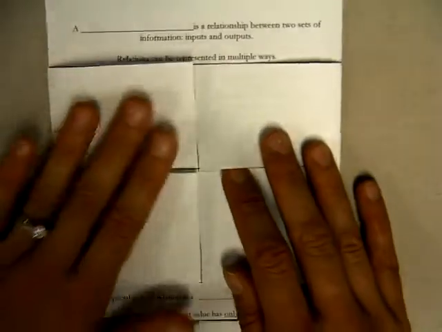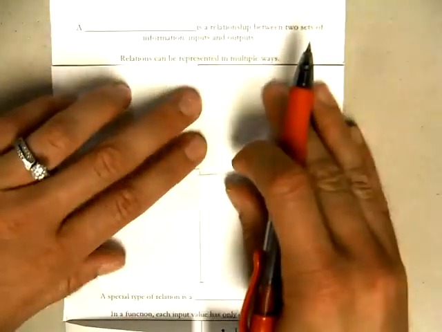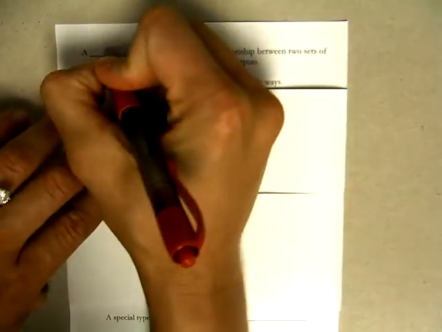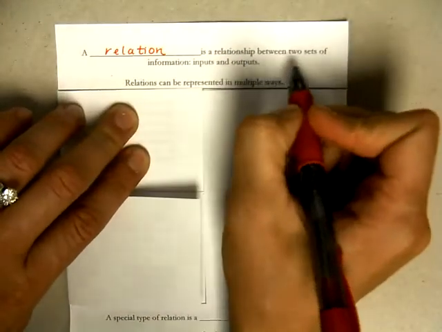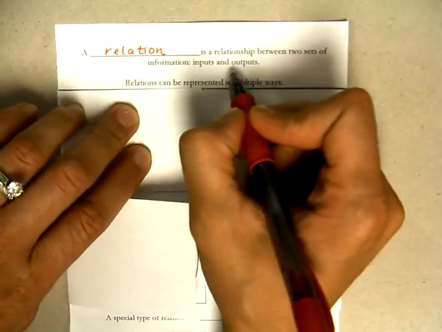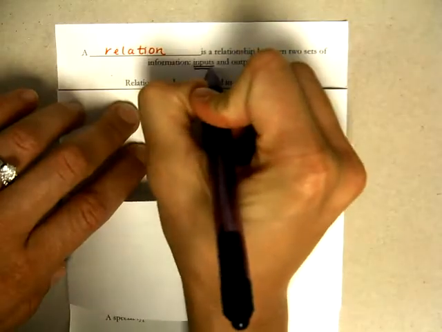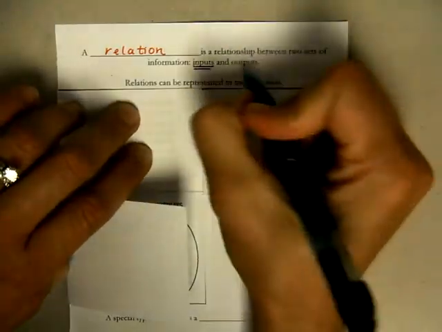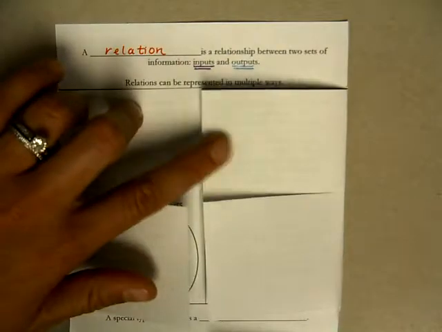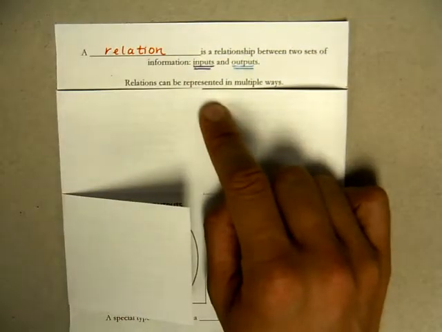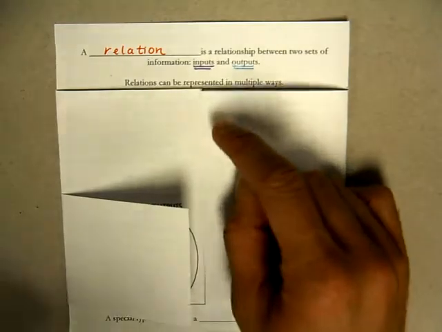Alright, so I said we're going to introduce relations with this video, and so we're going to start at the top. A relation is a relationship between two sets of information, inputs and outputs. And as we do this lesson, I'm going to highlight all of the inputs in purple and the outputs in blue. So relations can be represented in multiple ways. So we're going to start with a table.